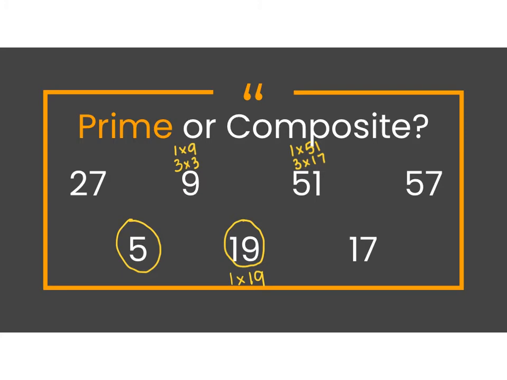Looking at 17, can you think of any factors that can be multiplied to equal 17 other than 1 times 17? There are no more factors that when multiplied together will equal 17. Since 17 only has 2 factors, it is prime. So we'll circle it. Last, we'll look at 57. We know we can multiply 1 times 57 to equal 57. Can you think of any other factors?